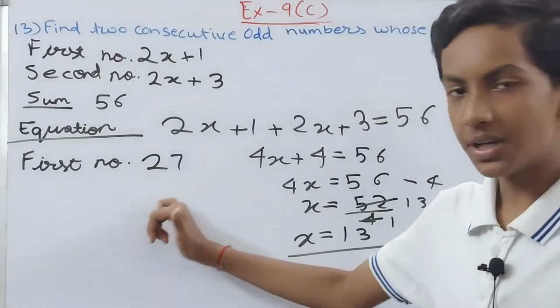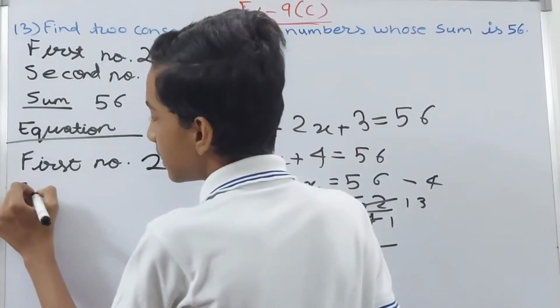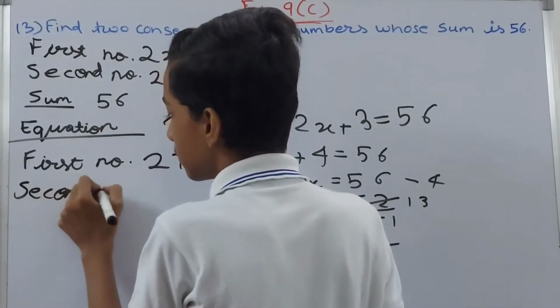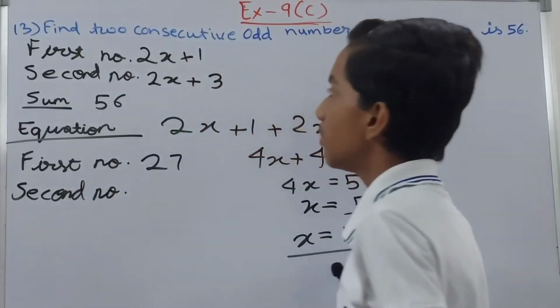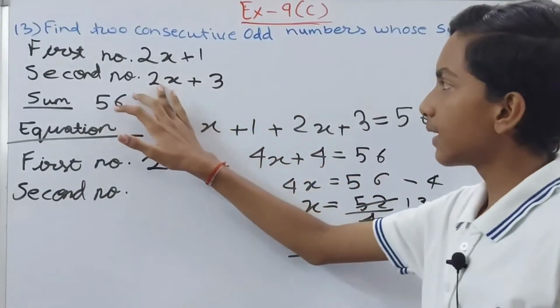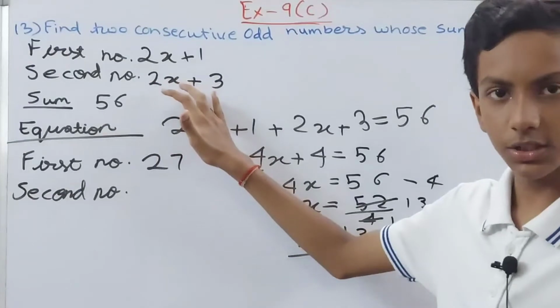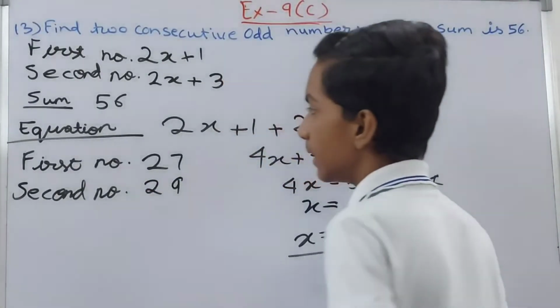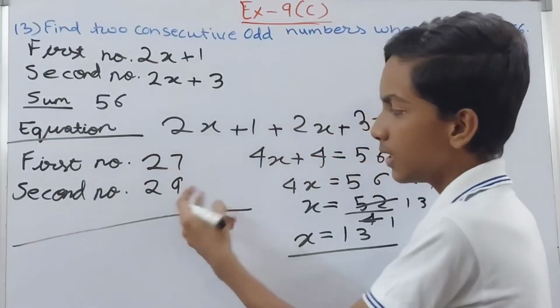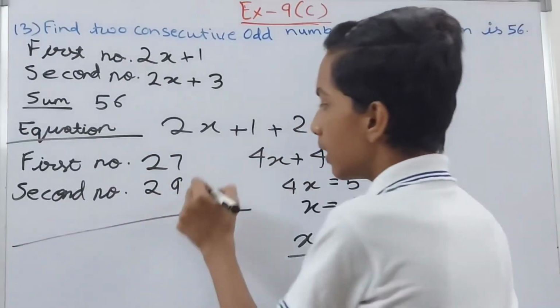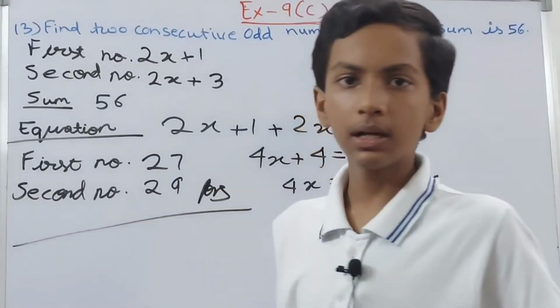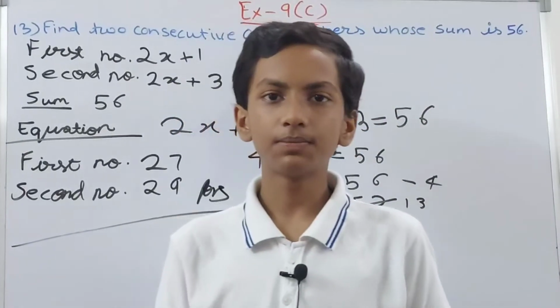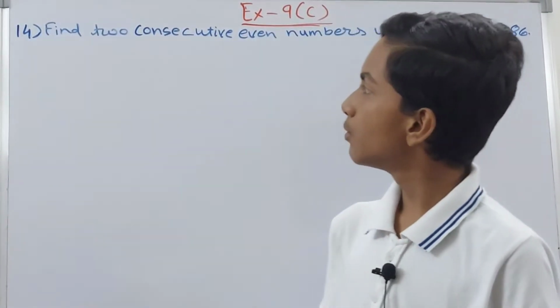First number is 27, and hence our second number becomes 2x plus 3. So again 2 into 13, 26, plus 3 is 29, right? 29. Verify this. 27 plus 29 is 56, right? So this is our answer. And now let us move on to the next question.